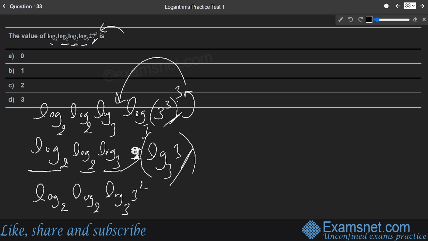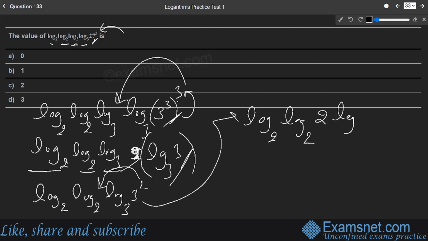Why have we written it like that? So that the base and the number can be made equal again. The next thing is log base 2, log base 2, and this 2 will go back into the power using the property log m to the power n is n log m. So this will become 2 log base 3 of 3, and this log base 3 of 3 will again become 1, because the base and number are the same.